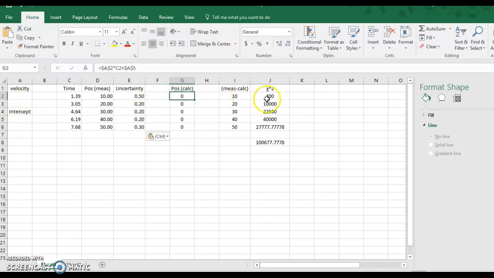What this calculation is going to do as we put things in, once we put the velocity and the intercept here, it's going to automatically calculate these predicted positions, and then this column is going to subtract the measured position from the calculated position. That gives us a way to measure about how far off our calculation is from the actual measured position.